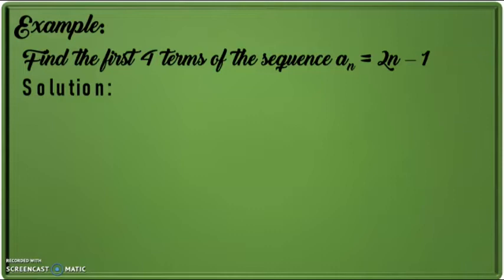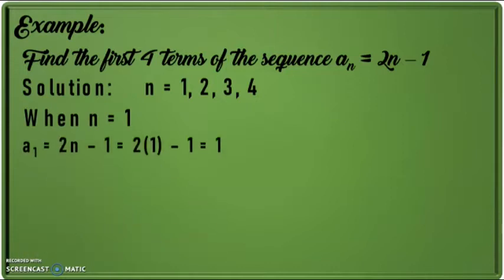Example: find the first four terms of the sequence a sub n is equal to 2n minus 1. This time, we are looking for the first four terms, then the values of n are 1, 2, 3, 4. Let's find the first term when n is equal to 1. Plug in 1, that is a sub 1 is equal to 2n minus 1 equals 2 times 1 minus 1 is equal to 1.